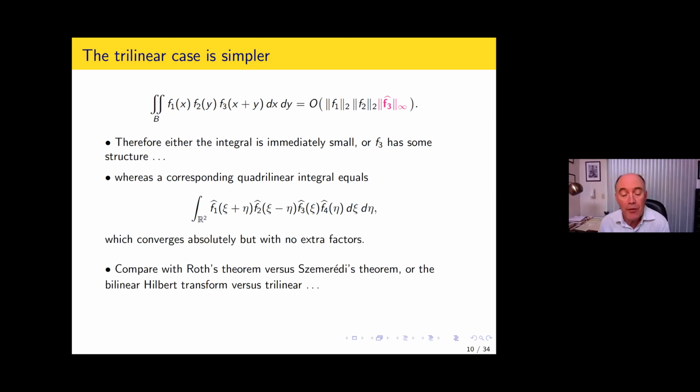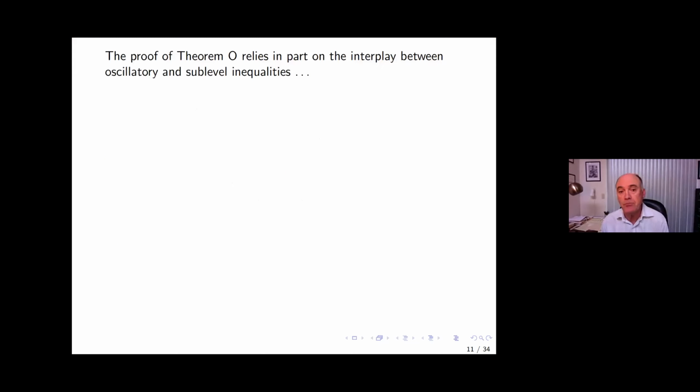One can compare this with Roth's proof of Roth's theorem about arithmetic progressions of length 3 versus Szemerédi's theorem for progressions of length 4 and higher. The same issue arises. Likewise, if you compare the bilinear Hilbert transform to the trilinear Hilbert transform, this same issue arises. So this is a very common point. Okay, so the quadrilinear case we expect to be more challenging, or at least more intricate than the trilinear case.